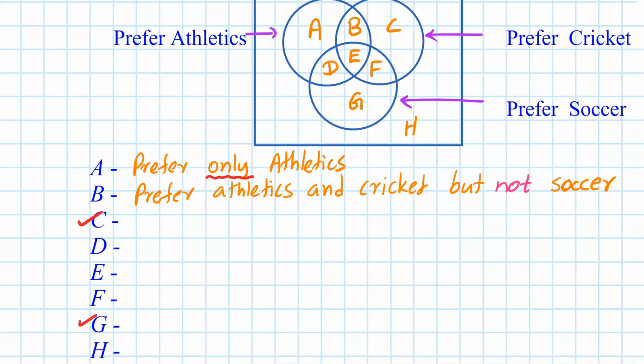Hence, you can simply do the areas D and F. Well, they're similar to what we just wrote. I'll leave the ones that are ticked for you to write. Well, E is the area that belongs to all of these three subsets. Hence, prefer all, we can say all three sports.